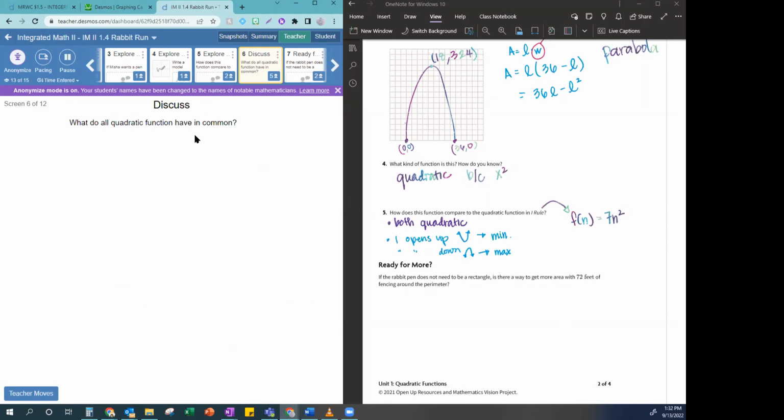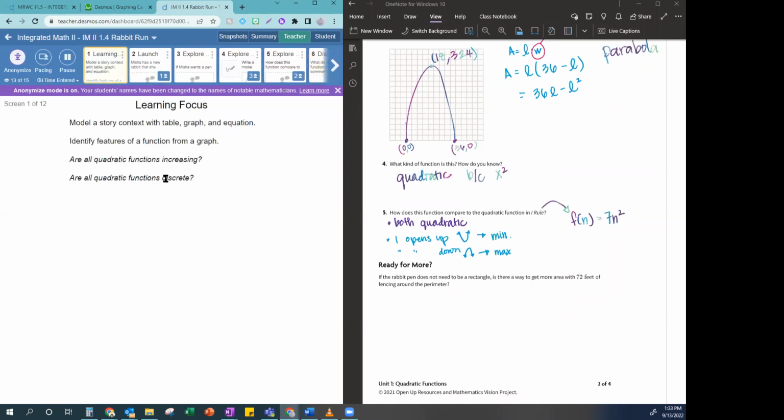Quadratics, what do quadratics have in common? They all have this squared. Very good, Jade. They all have a squared right here. All of them have this shape, like we said. Not all of them are going to open up. Not all of them are going to open down.